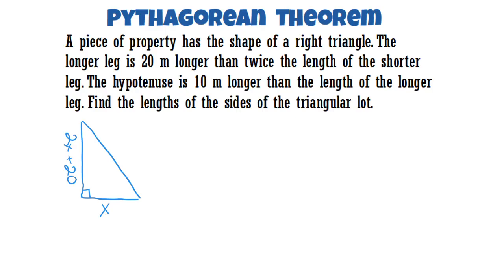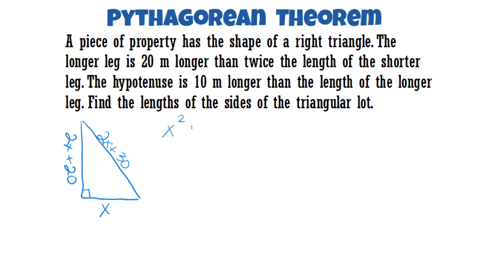The hypotenuse is 10 meters longer than the long leg. If the long leg is 2x plus 20, then the hypotenuse is 2x plus 30. It says find the lengths of the sides of the triangular lot, so I need to know what x is ultimately. And this is just a classic Pythagorean theorem.